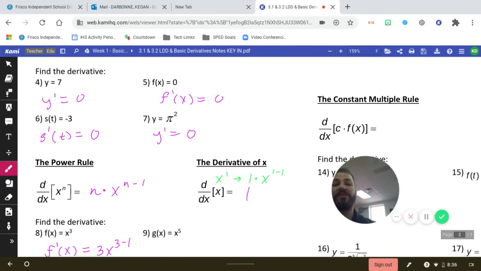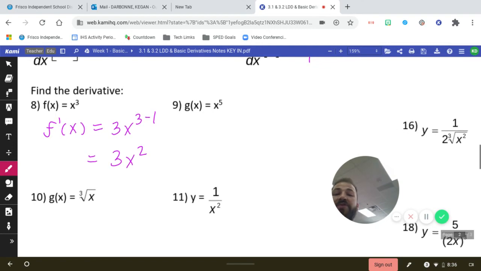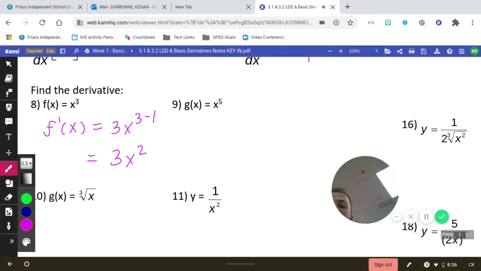So a bunch of mathematicians went and did the limit definition of the derivative so many times that, like, you know what, we could come up with a general rule to make these a little bit easier. So you get to do the easy stuff instead of having to do the hard stuff all the time. So we have g of x is equal to x to the 5th. So g prime of x is equal to 5x to the 4th. Move the 5 down, subtract 1 from the power.